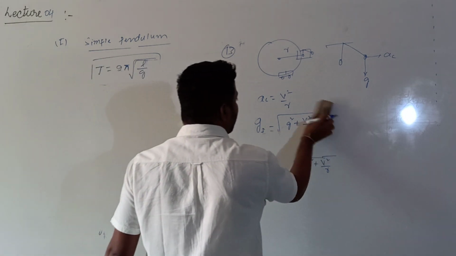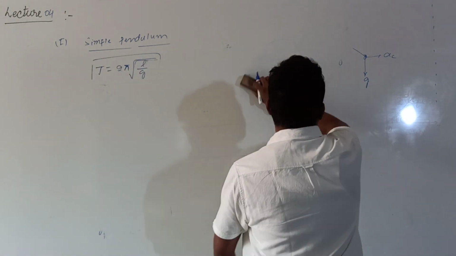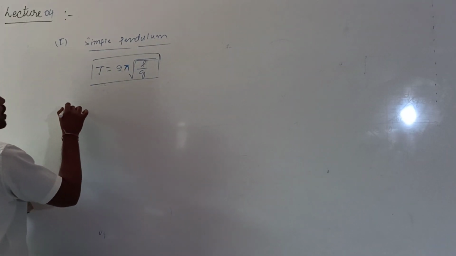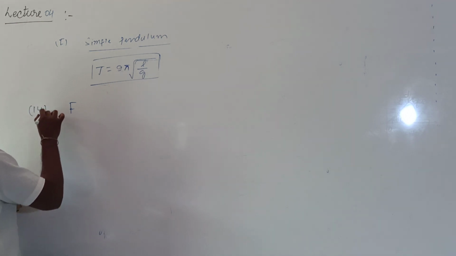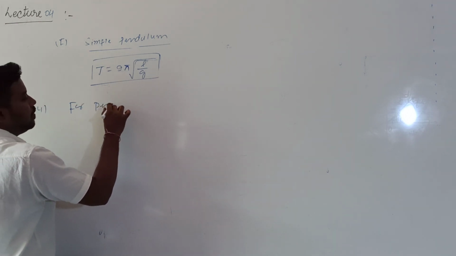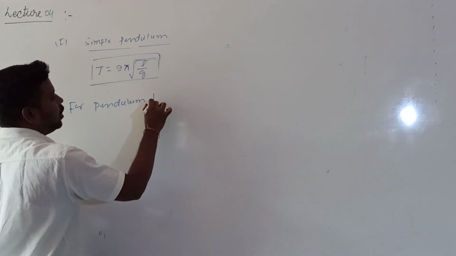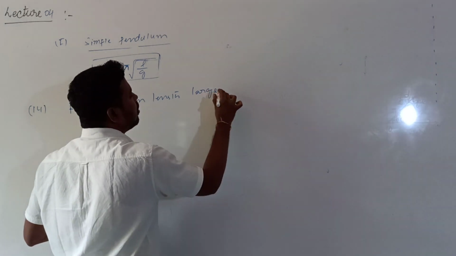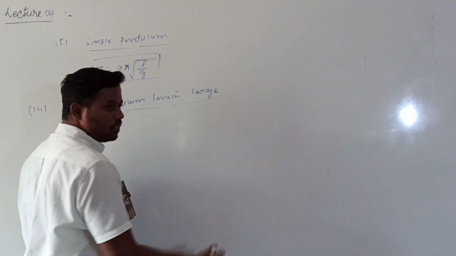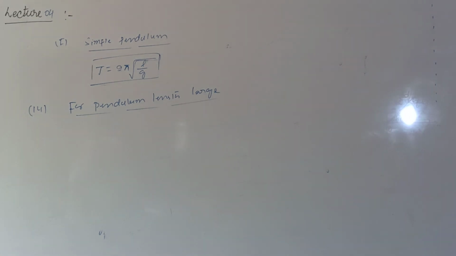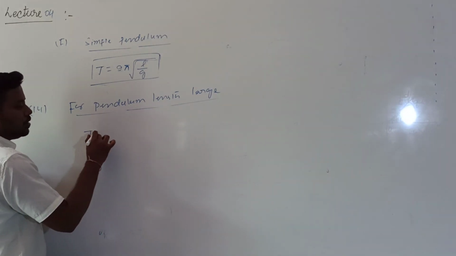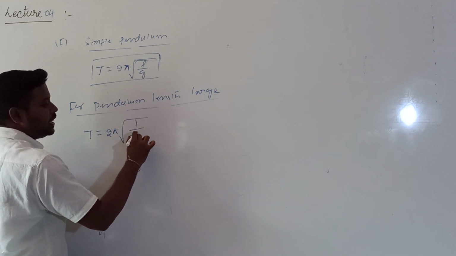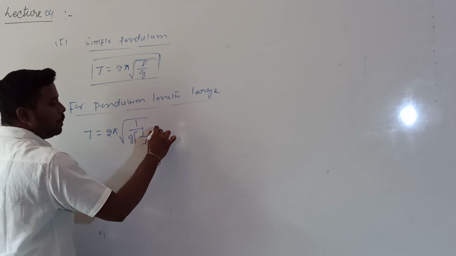Till now we have been considering that the length of the pendulum is very small. Suppose the length of the pendulum is very large. That is point number 14, for a pendulum whose length is incomparable with the radius of the earth, or I will call the length of the pendulum very large. Whenever the length is very large, the time period changes, and it is given by 2 pi into root over 1 divided by g into (1 by L plus 1 by R).